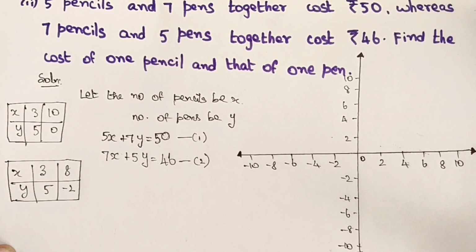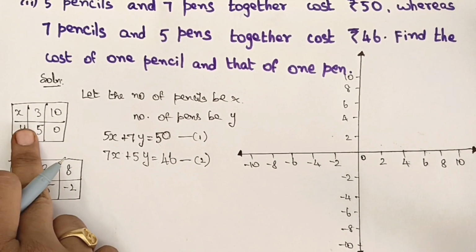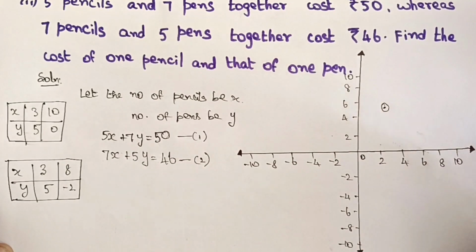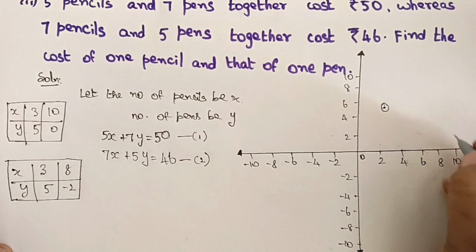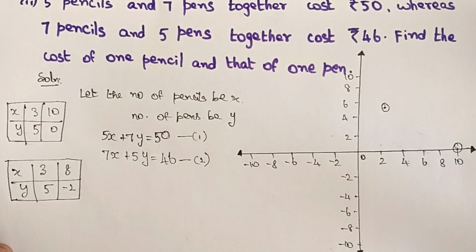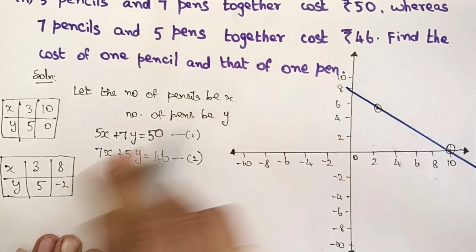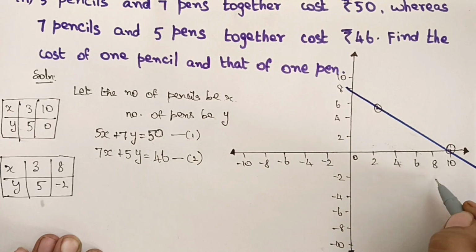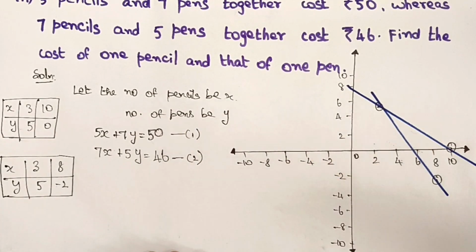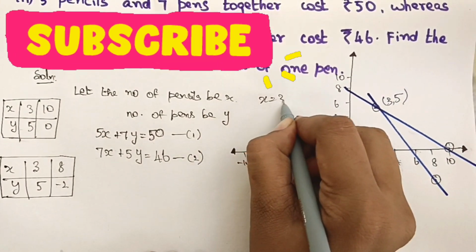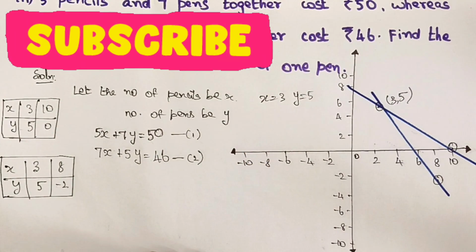Next, we are going to plot the points on the graph. First equation, 3, 5. Where is 3, 5? Here it is. 3, 5. And then 10, 0. Where is it? Here it is. 10, 0. So this forms a straight line. Second, 3, 5, the same point. Next one, 8, minus 2. Where is 8, minus 2? Here it is. 8, minus 2. Obviously, it intersects at the point 3, 5. So x equal to 3 and y equal to 5.